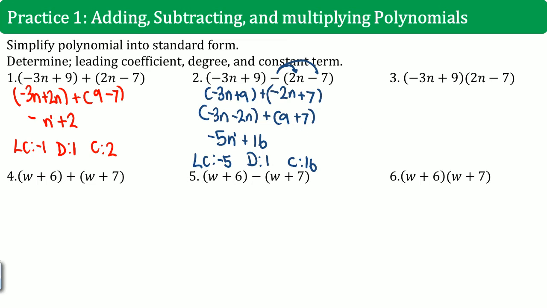Let's take a look. When we multiply it now, we have to distribute each term. So negative 3n times 2n becomes negative 6n squared. n times n becomes n squared. Negative 3n times negative 7 becomes a positive 21n. A negative times a negative is a positive. 9 times 2n becomes 18n. And 9 times negative 7 is negative 63.